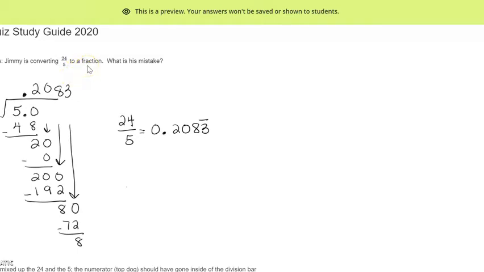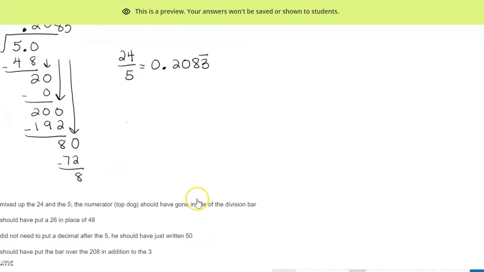Top dog in the house, which reminds me that the numerator, which is the 24, is the top dog and needs to go inside of the division symbol. So hopefully you're noticing that the 24 should have been inside of the division symbol and the 5 should have been outside. He kind of mixed up those two numbers. Looking at my answer choices, it's going to be the first one for me. It says Jimmy mixed up the 24 and the 5. The numerator, top dog, should have gone inside of the division bar, but he put the 5 in there.